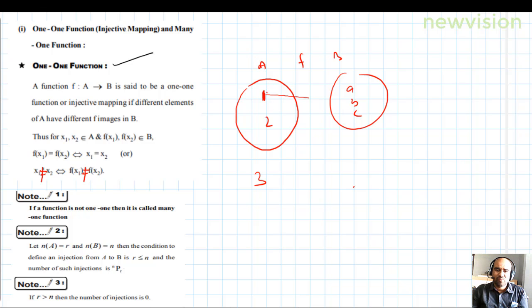For example, 1 is paired with B. Now how many chances does 2 have? That is important. I can't pair 2 with B, no? Then it does not become one-one. So I can pair 2 with A or C. 2 has 2 chances.